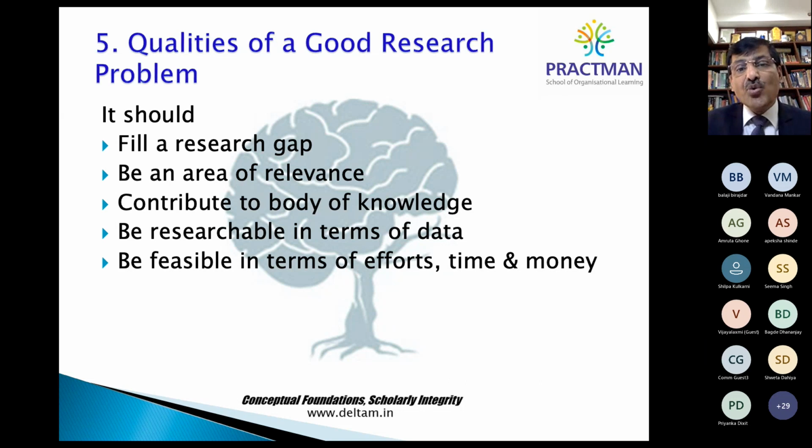And finally, do you have the wherewithal for the efforts, time and money which is required to do that particular research? So these are the qualities of a good research problem.